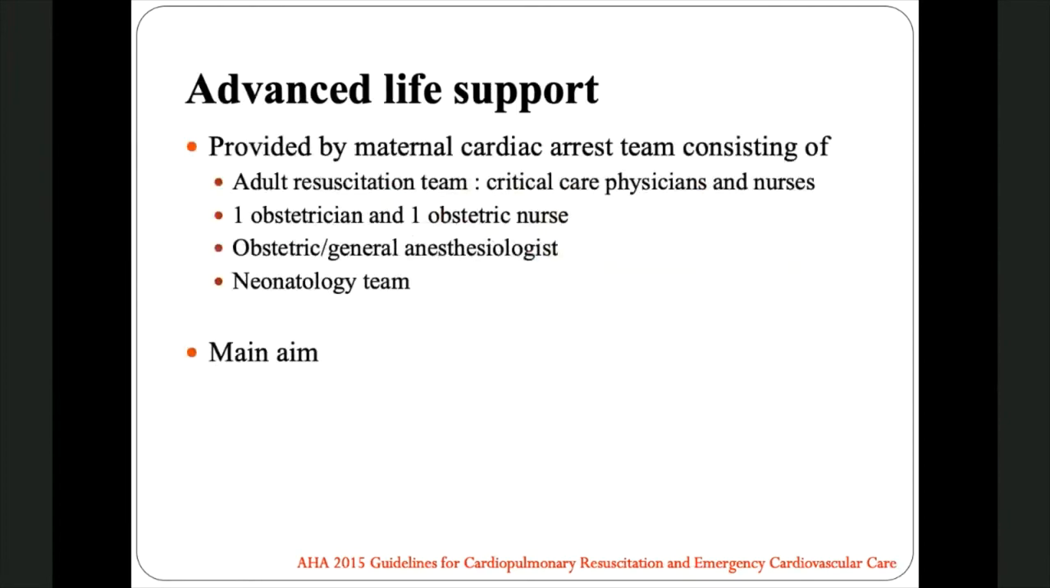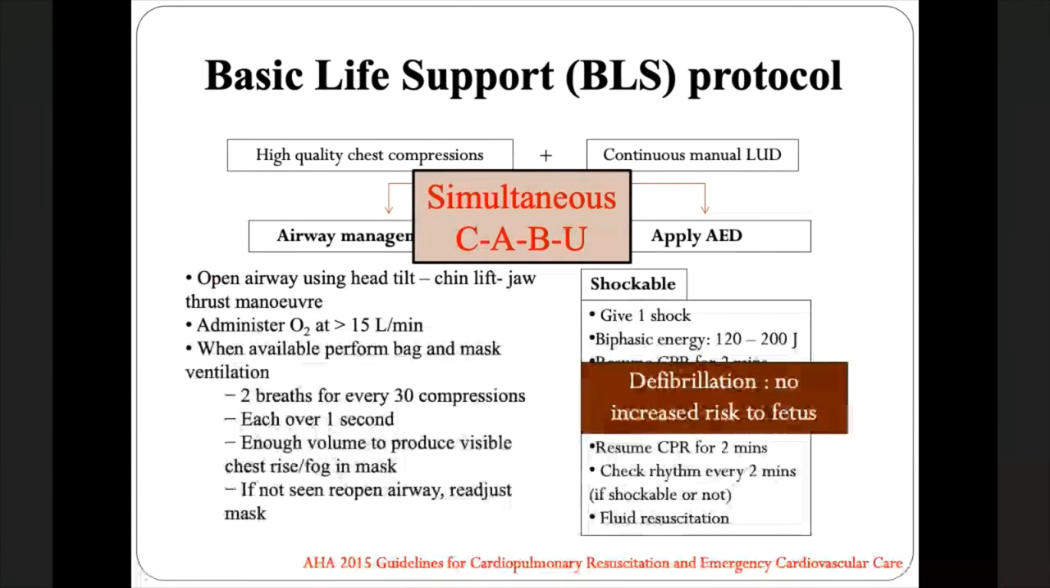So yes, this is very important. What is CABU? C is circulation, A is airway, B is breathing. Circulation you are ensuring by chest compressions. Airway is ensured by chin lift, jaw thrust, head tilt, and then breathing. And U is uterine displacement. This is very important in obstetric patients, CABU.